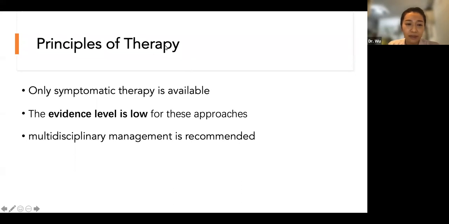The last is the principles of therapy. Actually, there are no curative therapies for MSA patients. So only symptomatic therapy is available at present. Unfortunately, the evidence level is low for these approaches. And multidisciplinary management is recommended to optimally address the patient's needs.